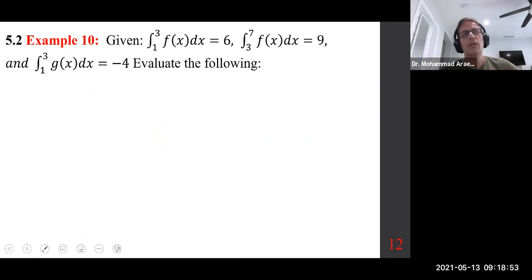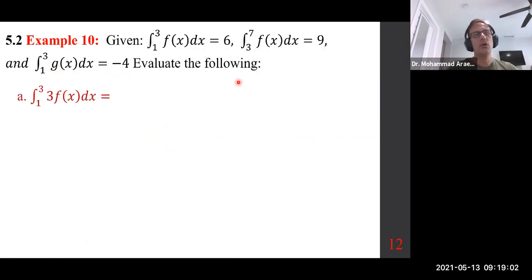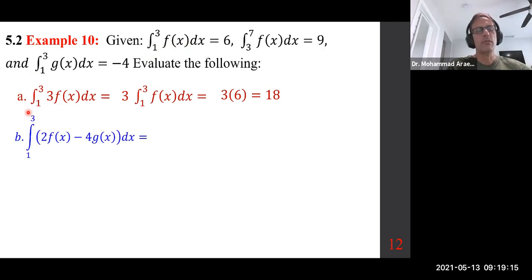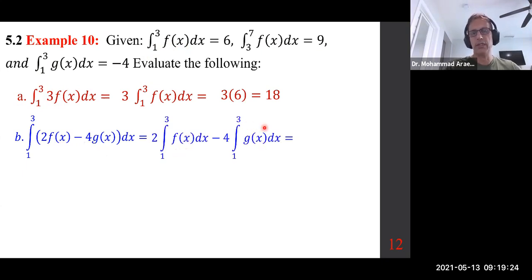Given the integral of f of x dx from 1 to 3 is 6, from 3 to 7 is 9, and the integral of g of x dx from 1 to 3 is minus 4. We want to find the following. So 1 to 3, 3 times. For this one, we have it, just take the 3 out, do the math. We do the same thing. We take the 2 out for f of x, and minus 4 out for g of x. So we have this one, plug it in.